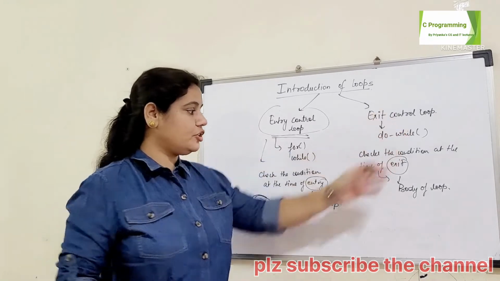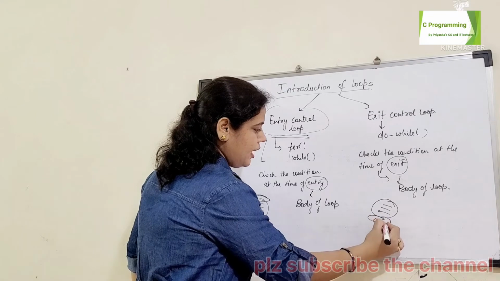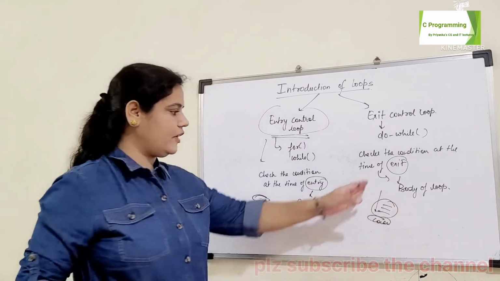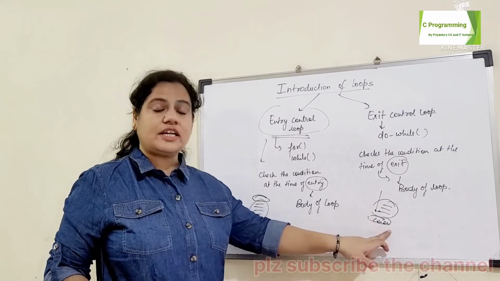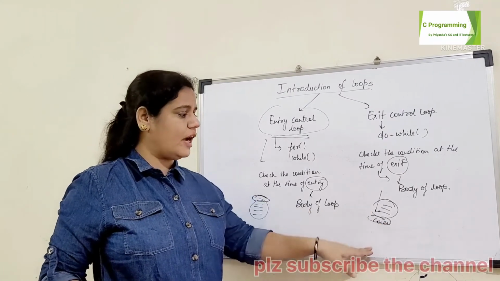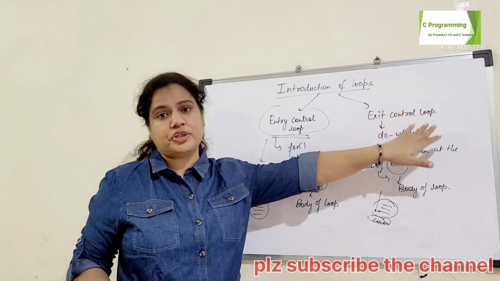In the exit control loop, suppose this is the body of the loop, and here is the condition. At the time of exit, first of all, it will execute the set of instructions written in the body of the loop. Then it will check the condition. If the condition is false, then it will come out. If it is true, then it will again check the condition. This is called the exit control loop.